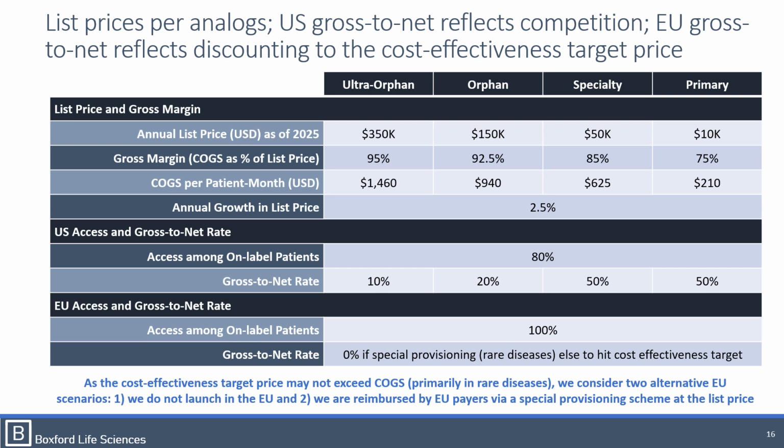In the EU, as I said, by default we assume that if we are reimbursed, patients have 100% access, no out-of-pocket expenses. But what's key is the gross to net rate. By default, discounting is required to hit that cost effectiveness target. Since that may be less than COGS, the cost of goods sold, we also model two alternative options: one in which the manufacturer decides not to launch in the EU, and the second where EU payers will pay for the drug through a special provisioning scheme at the list price, so not by applying cost effectiveness.